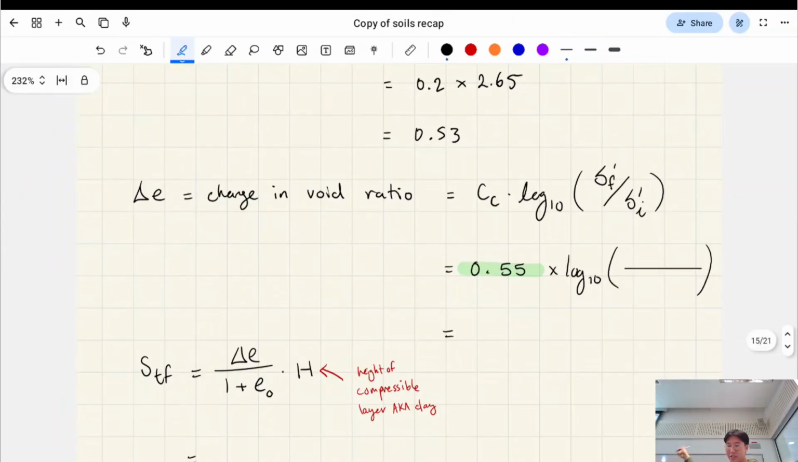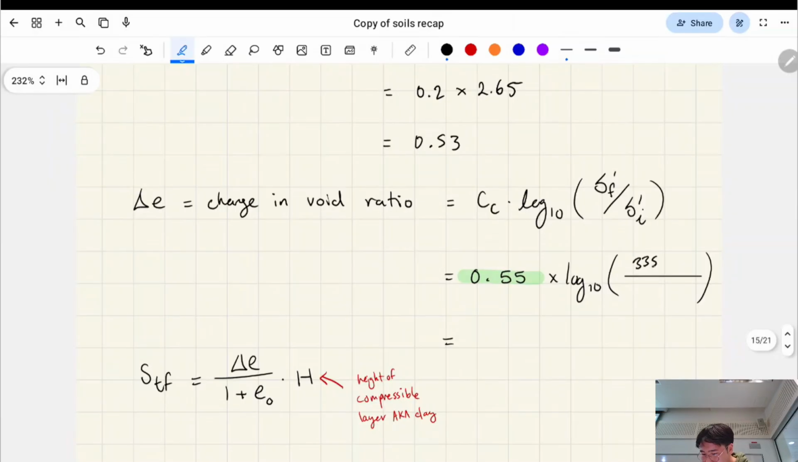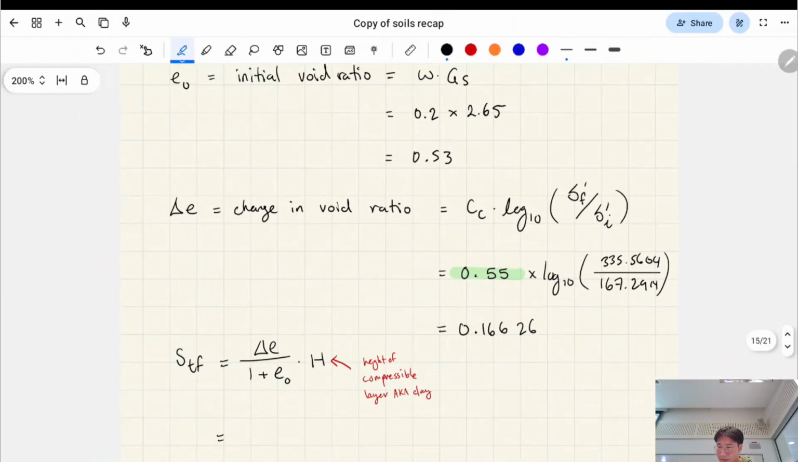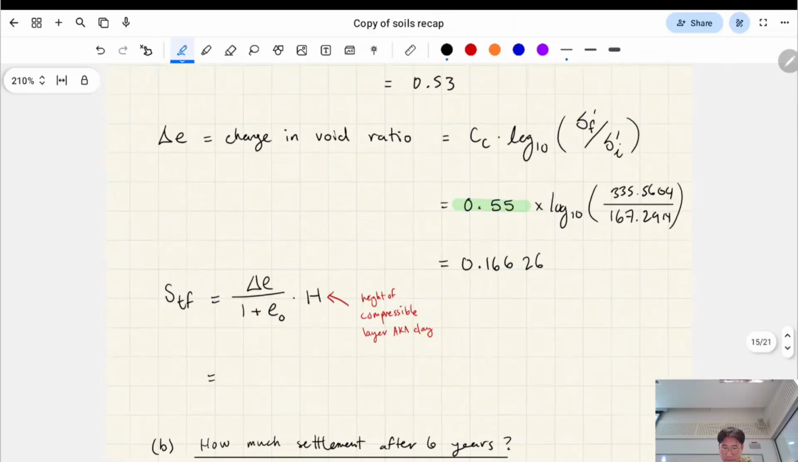Anyway, so the ratio of your effective final stress and then your effective initial stress, that's what we plug in, right? So that was 335.5604, and then this is 167.2914. Great. You're expecting a change in void ratio in this rough ballpark of numbers, right? Because that was the initial, the change should be something like that, right? As you're squishing it together. Okay, great.